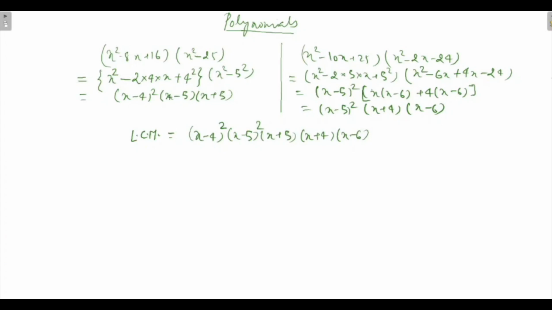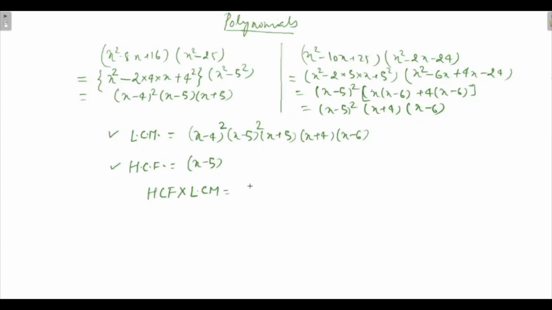And if I have to take an HCF of this, then I have to look at the common terms here. So x minus 4 is not here, so I cannot take. X minus 5 is there, so I'll take x minus 5. X plus 5 is not here, so I'll not take x plus 5, and x minus 6 is as well not there. So this is what is going to be my HCF. One thing which you will see is if I am multiplying HCF into LCM, what do I get?